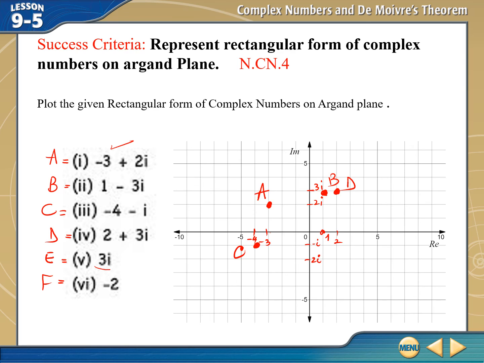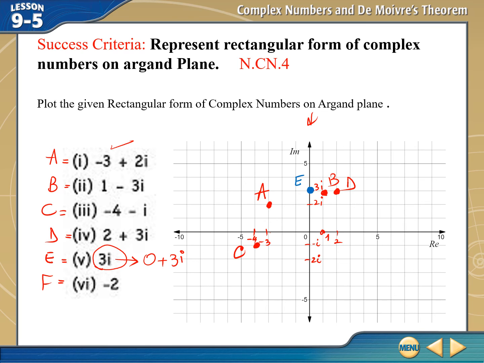Now what about the 3i? In the fifth part, when 3i is given, it means that the real part is 0 and the imaginary part is 3i. So here 3i is only on the y-axis because the x is 0 on the y-axis. So 3i is going to be here on this part. So name it as E.